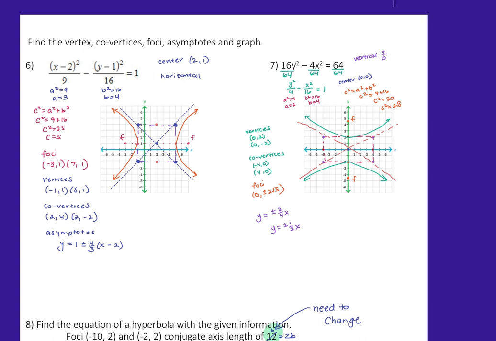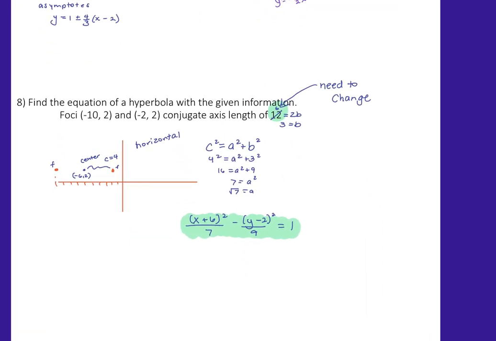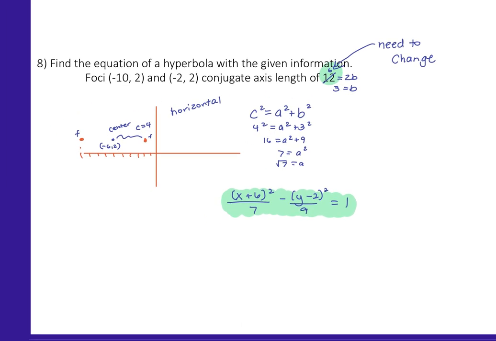On 8, if you want to go back and practice it, especially because we haven't done the equations in a couple of days, change your conjugate axis to 6. Otherwise, the b was 6, which is bigger than c, and that can't happen. C has to be the biggest for a hyperbola. So if you want to switch it and then try to work it out again, I would recommend at least getting that practice on this.